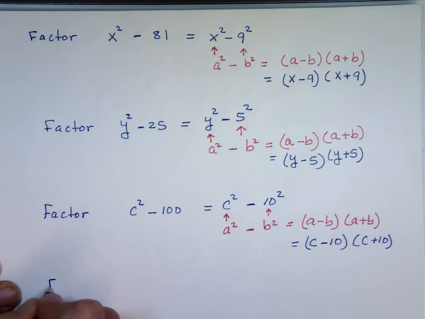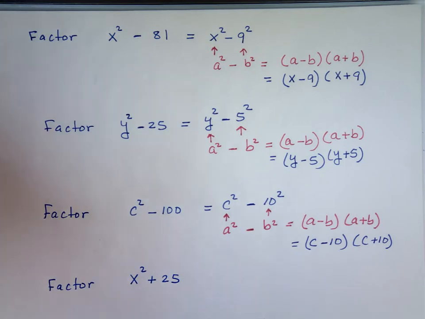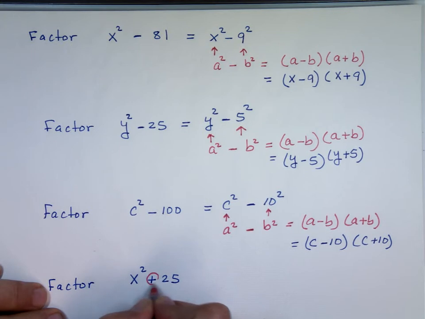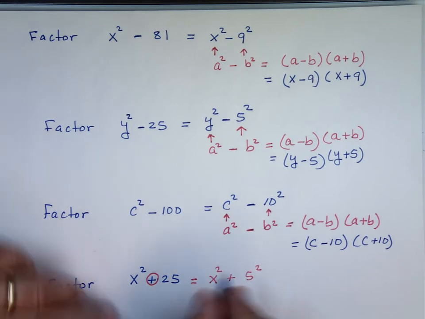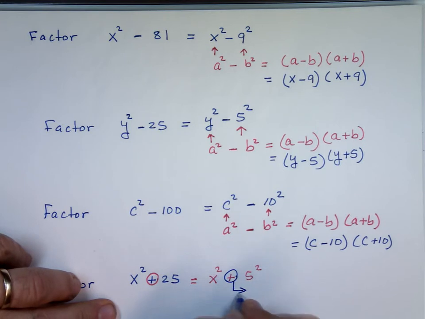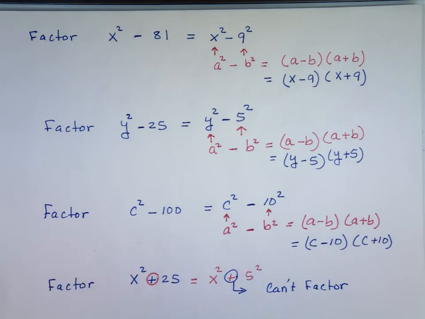Factor x squared plus 25. Notice this sign is positive. If this sign is positive, you only have two terms. Yes, I can write that as x squared plus 5 squared. That's fine. But because this sign is positive, it cannot be factored. You can only factor it if that sign is negative. Once the sign is positive, forget it. Can't be done.